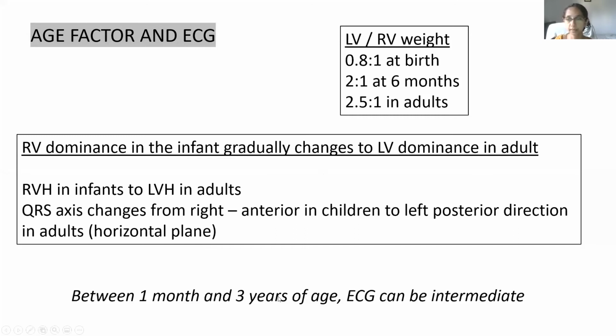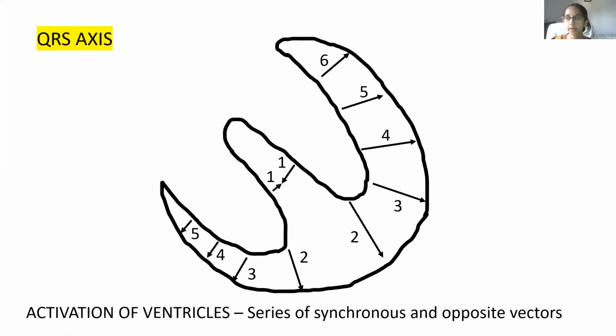Between 1 month and 3 years, you can have an ECG which is in between. Now here we usually use the word 3, but you can have certain changes which are dominant, persisting till 8 years of age. And we will see in the last slide, before we sum up everything at the end of axis, we will go through this. Now the QRS axis.